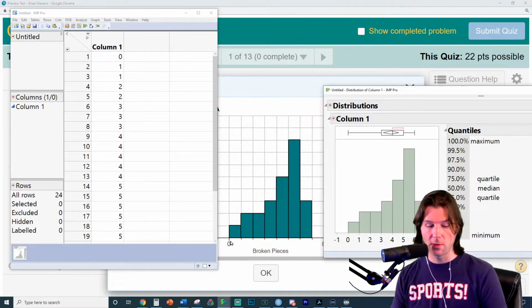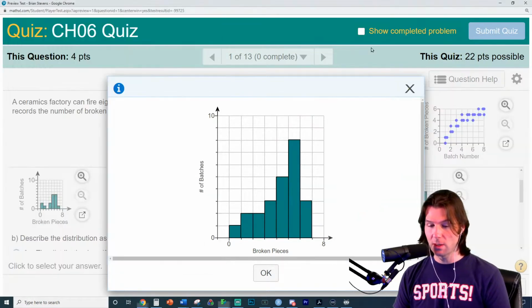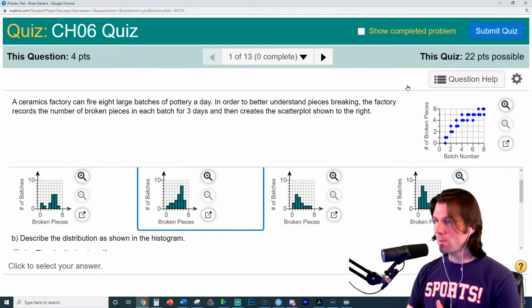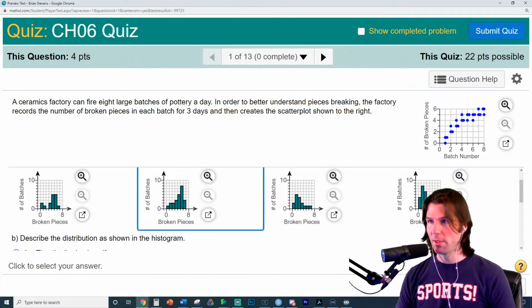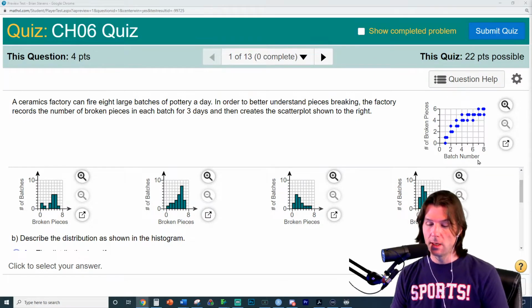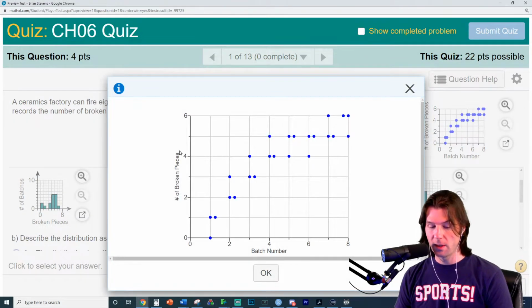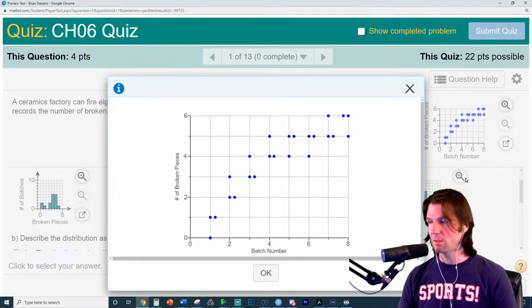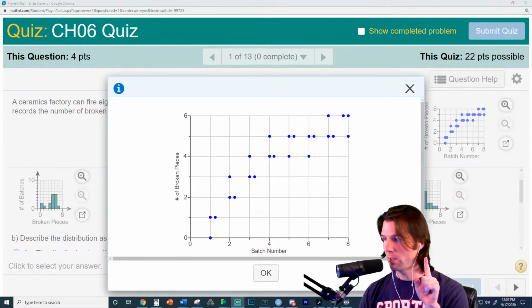Like I can identify that there's one batch with 0 broken pieces. There's 2 batches with 1 broken piece. That's how I was identifying these numbers right here. And you're probably wondering, how in the world did you identify this as the graphic right here? Well, when you look at this scatter plot right here, we're only looking at the number of broken pieces.